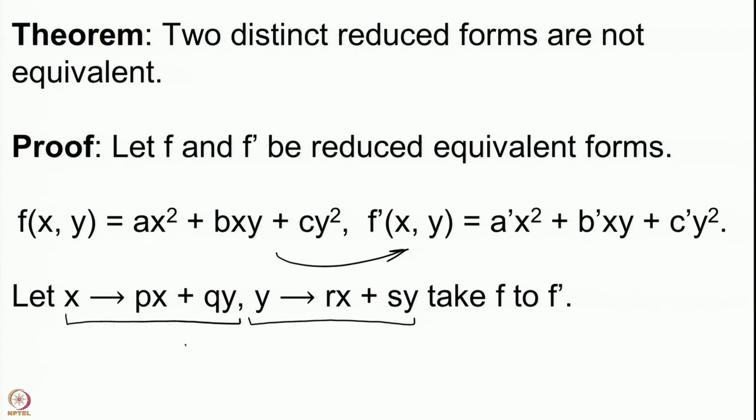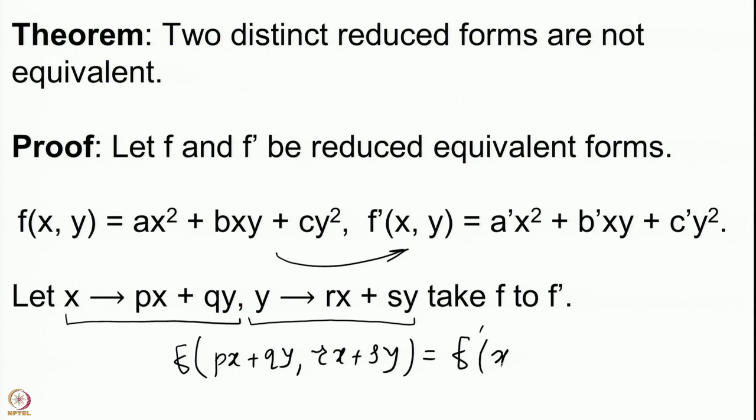That means if I write instead of x, px plus qy and instead of y I write rx plus sy, then I should get the form f prime x comma y. Note that while defining the change of variables, we had identified the changed variable with x prime and y prime. We are not doing that because we want to ease the notation. So, we are going to keep the same x and y as variables for both the forms f and f prime, but note that we are keeping track of the change of variables, which is x going to px plus qy and y going to rx plus sy.